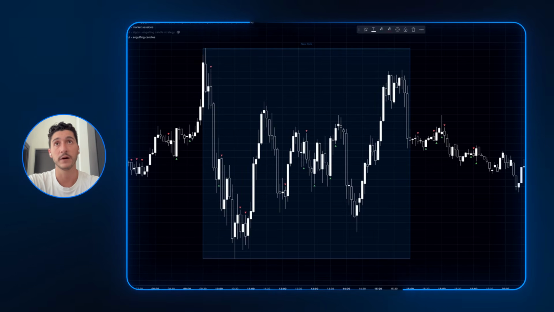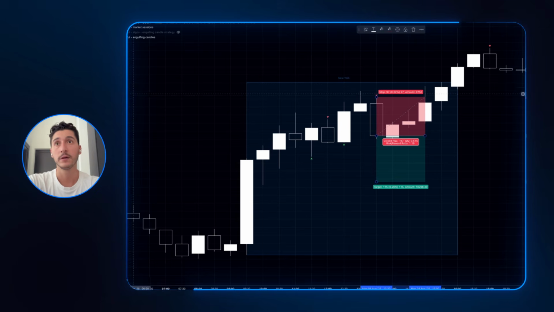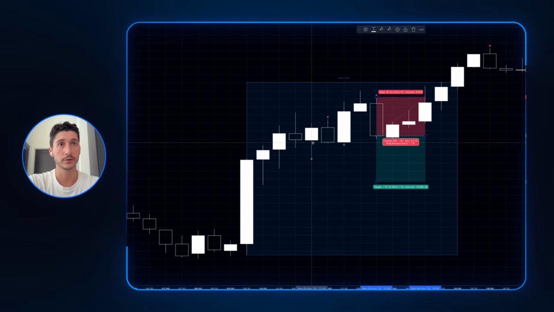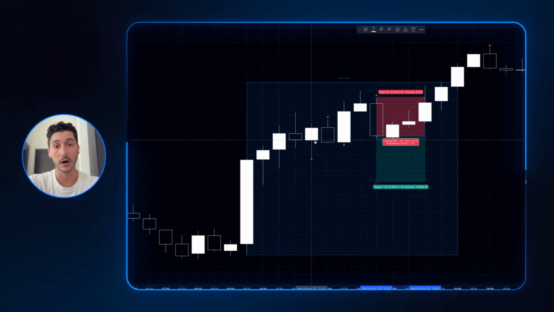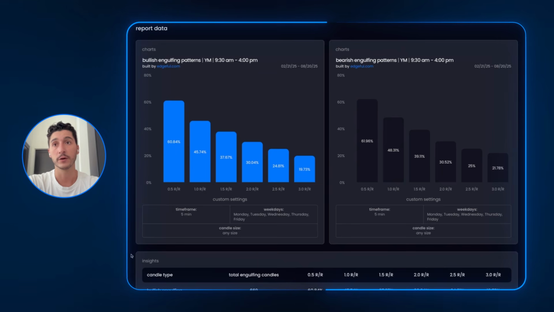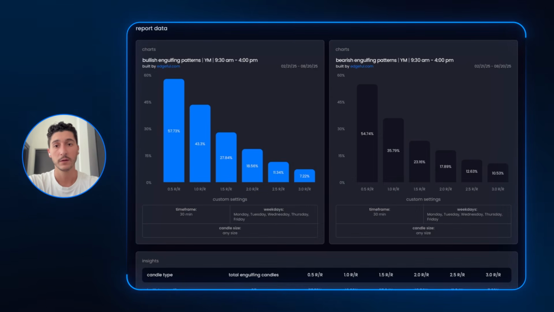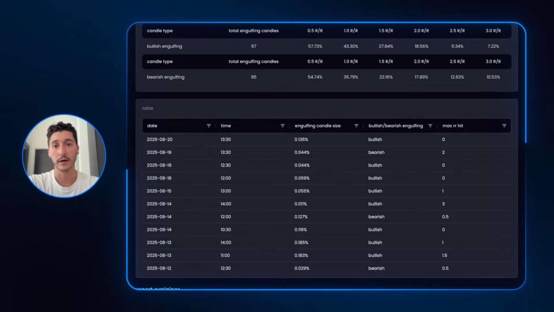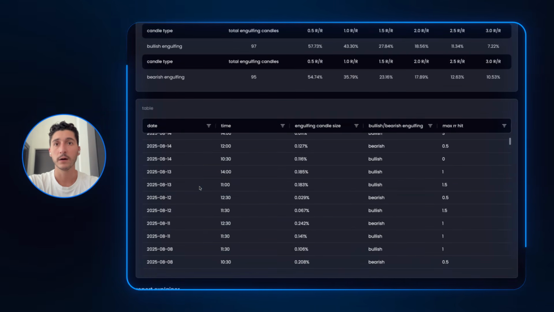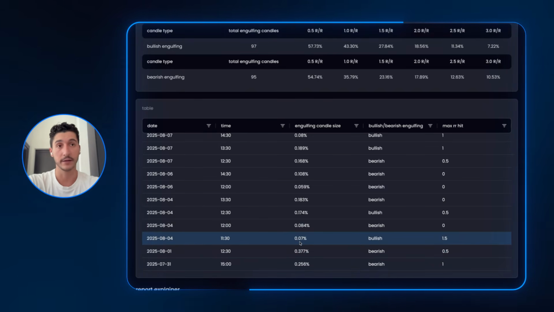So if I go back for a second, how do we measure the size here? I'm going to use this ruler tool, and I'm going to go from the open to the close. You can see it's 0.07%. Let me switch this over to be a 30-minute. You can also see that the fourth right over here is 0.07%. So whether it's bullish or bearish, it's always the body of the candle that actually engulfs.